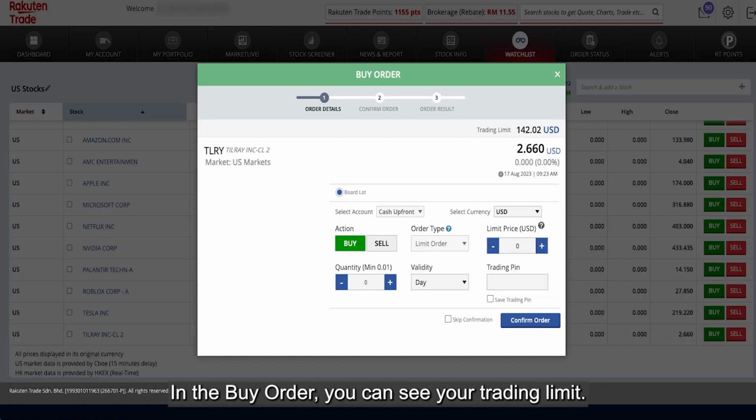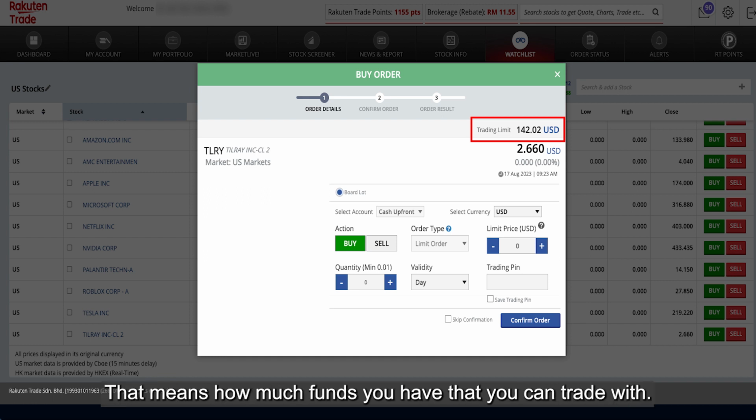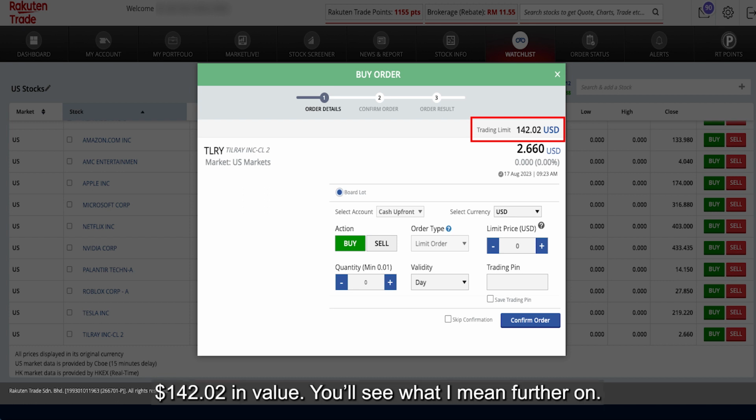Then in the buy order, you can see your trading limit. That means how much funds you have that you can trade with. In this case, I can only buy shares amounting up to $142.02 in value. You'll see what I mean further on.